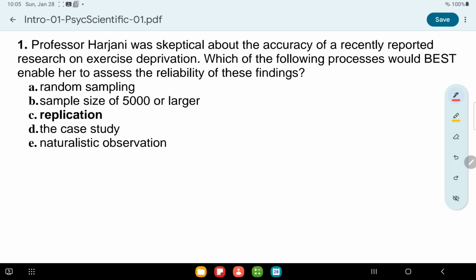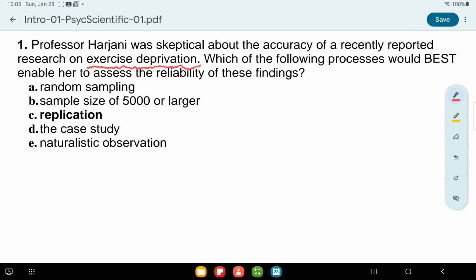Professor Harjani, and it doesn't really matter what name we use for the professor, the instructor, the scientist, the researcher. So don't get hung up on the specific names given. The topic of interest is, as indicated, exercise deprivation. A situation where people lack exercise, when people do not engage in sufficient levels of exercise to support their sense of well-being. Which of the following processes would best enable her to assess the reliability of these findings?